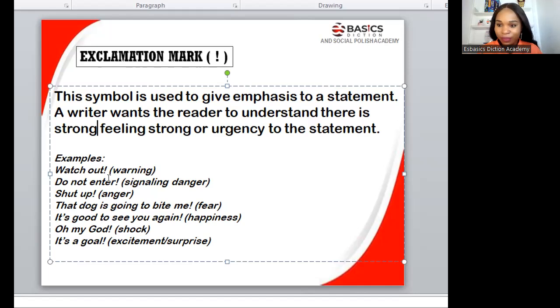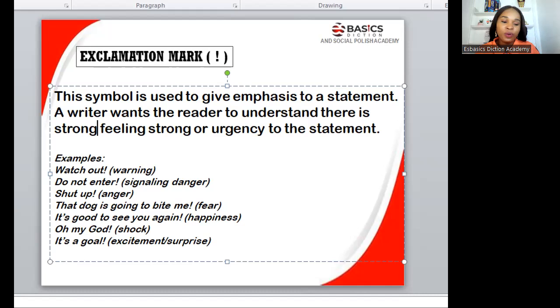Shut up! To express anger. That dog is going to bite me! It's good to see you again! Oh my God! To express shock. It's a goal! To express excitement or surprise.